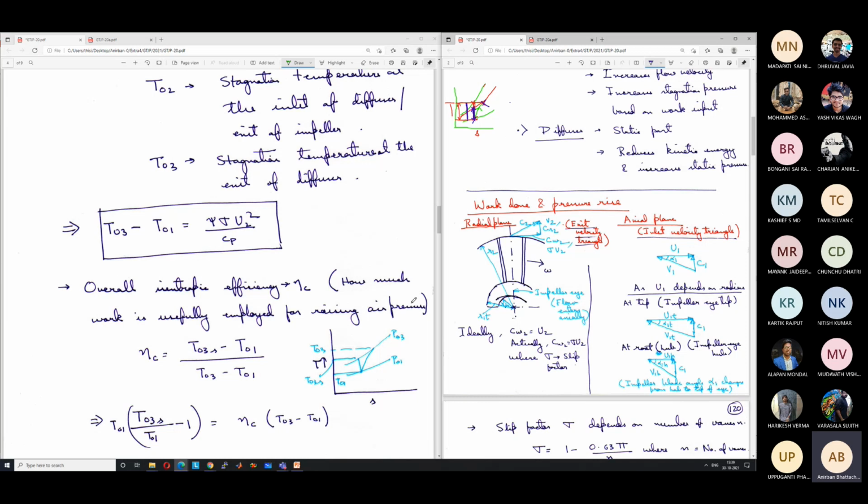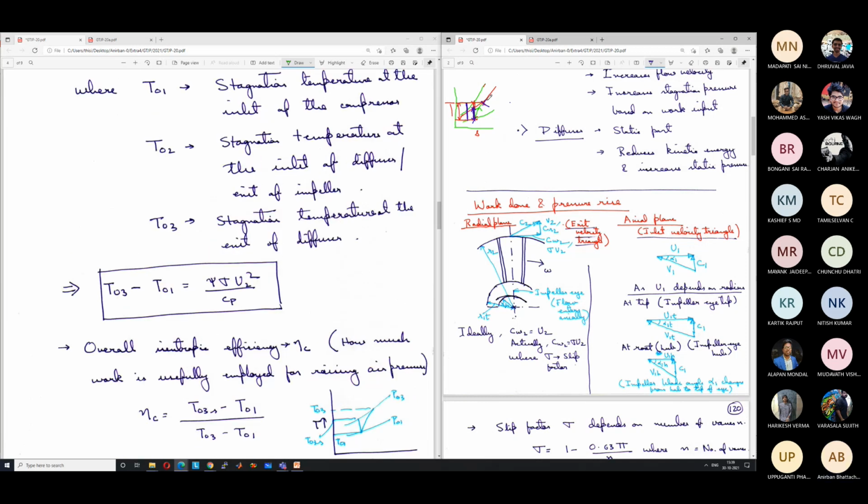So now how will we find the pressure ratio? Pressure ratio is the ratio of this pressure, red line by this green line. How will we find the pressure ratio?